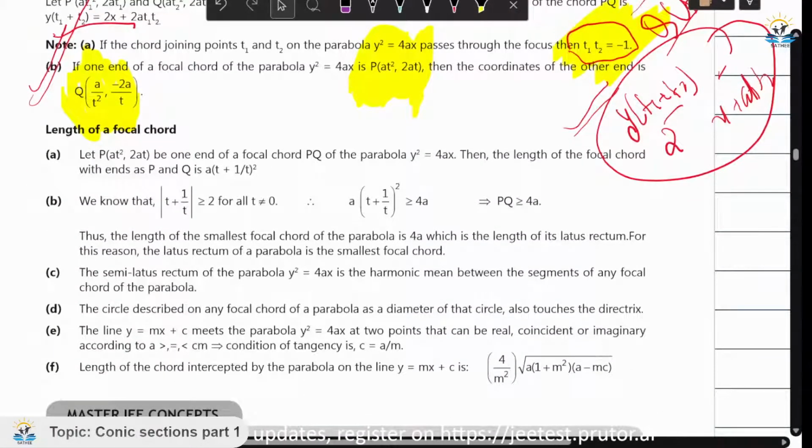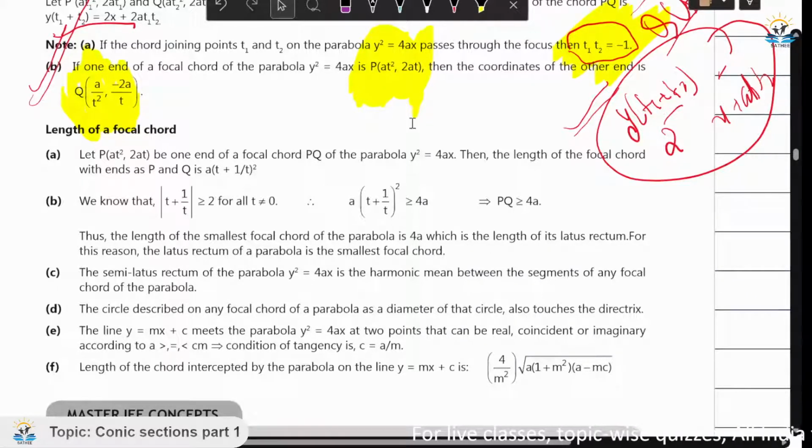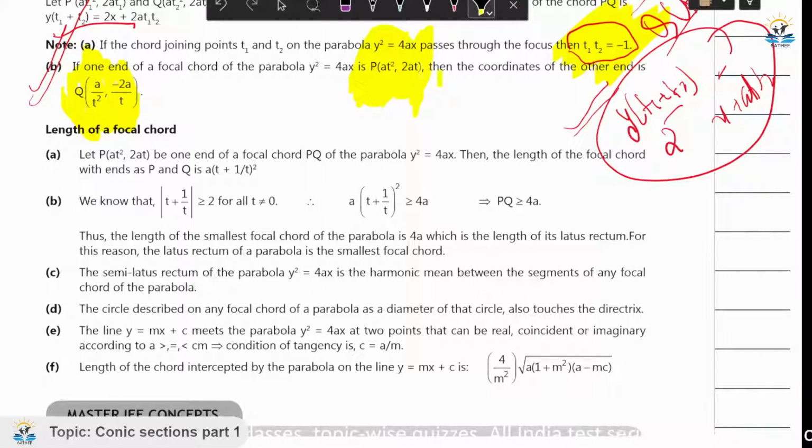So moving on, what do we have here is the length. How do we find the length of the chord? The easy way of finding the length could be simply finding the distance between these two points of a focal chord, basically.